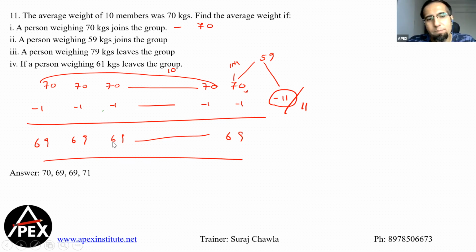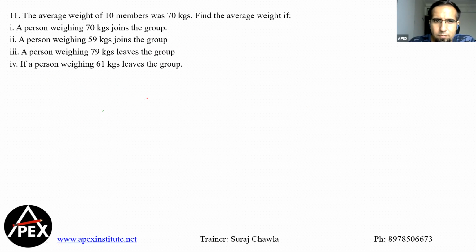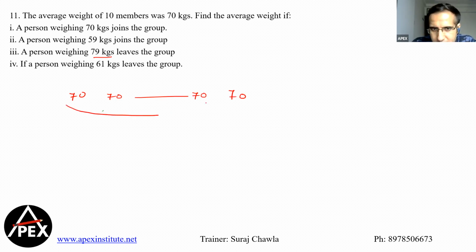Now, how do things work when a person leaves the group? So if a person leaves the group, 70, 70, 70, 70, and this guy is also 70. Now let's say these are 9 people, and this guy got a call, he had to go. He says that when I joined the group, I had 79. So you better give me 79. Okay. Now these are 9 people.